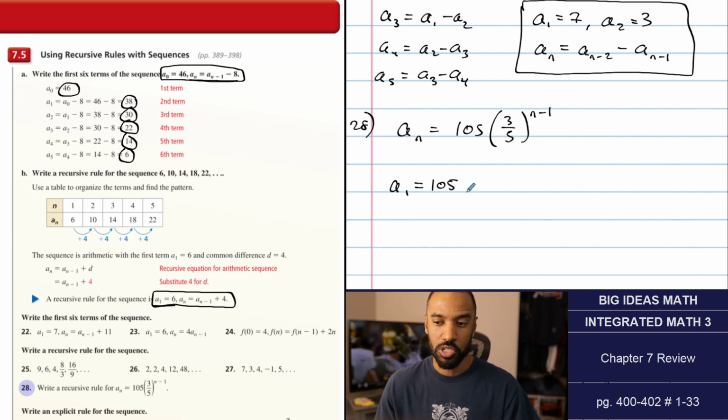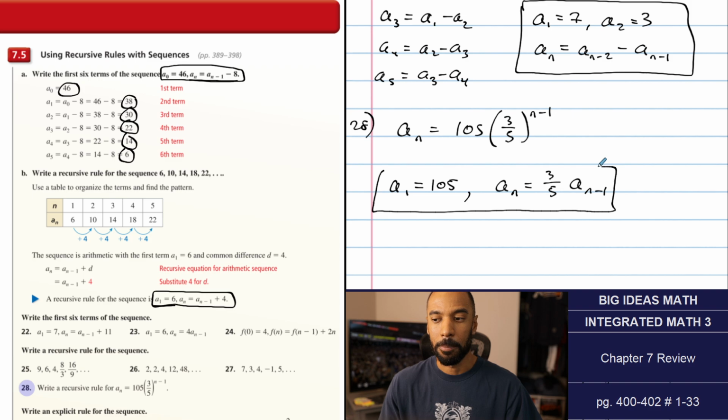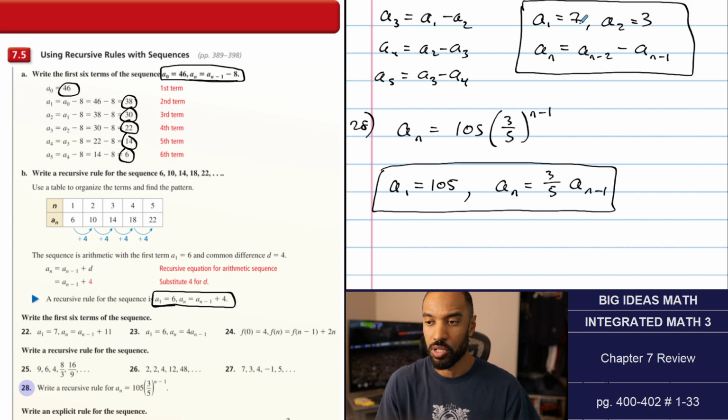So what do you do for a recursive rule? You write the first term and you state that the next term takes the common ratio times the previous term. And that's it. We're just converting from that to that. And sometimes we did recursive to explicit as well. But there's that straight up conversion.